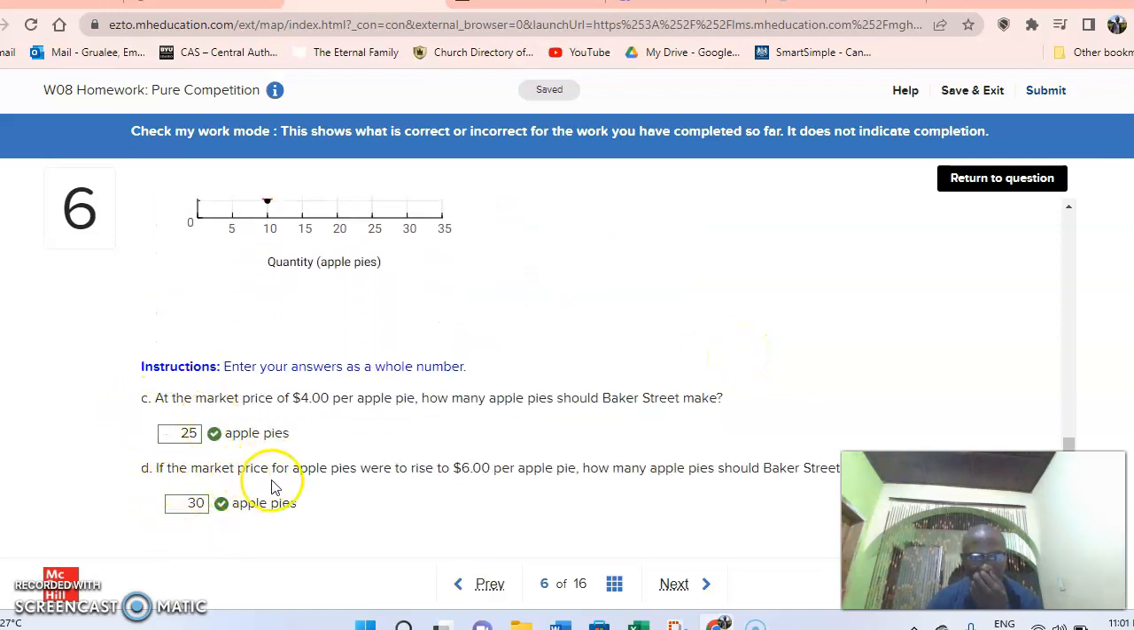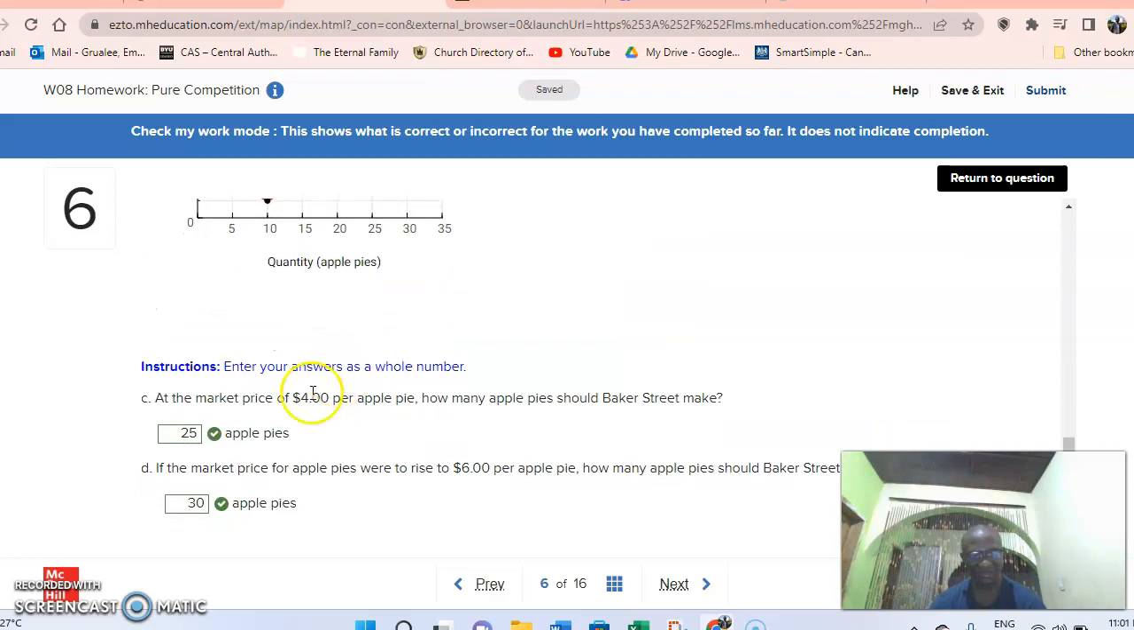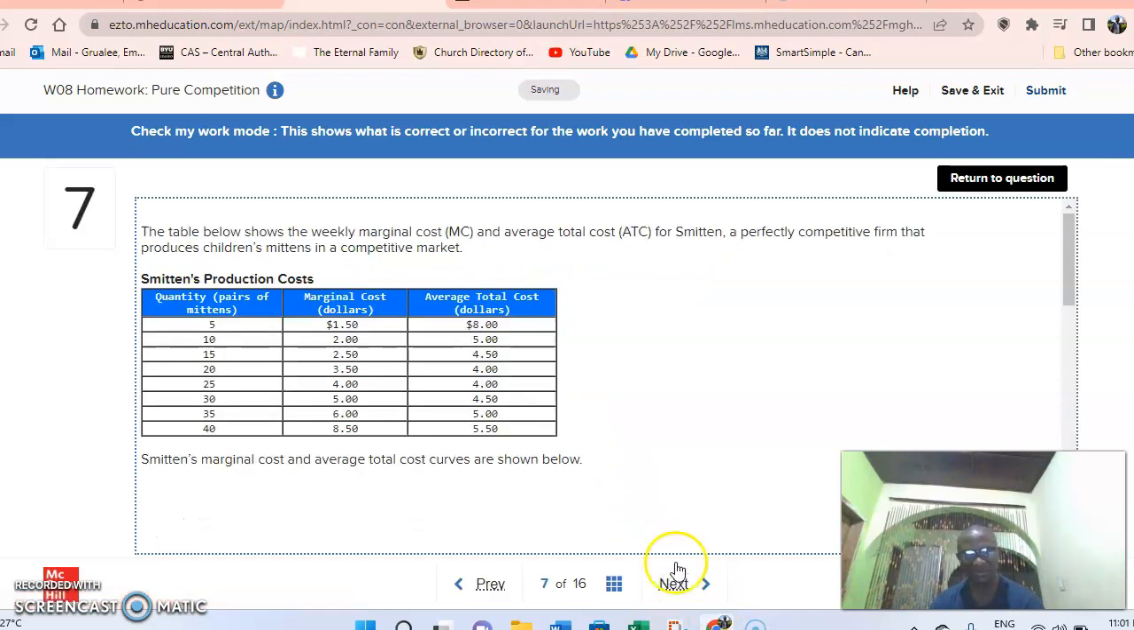So if the market price for apple pass were to rise to $6 per apple pass, how many apple pass should Baker Street make? If the price goes to $6, you look at your graph, $6 will go for 10. So that's what you got: 6, 10. That's sweet. So look, move to number 7.